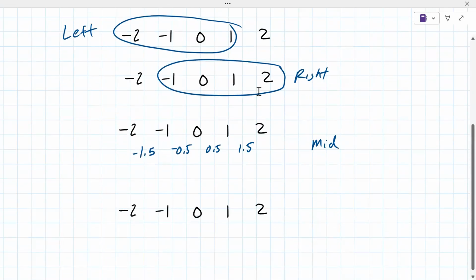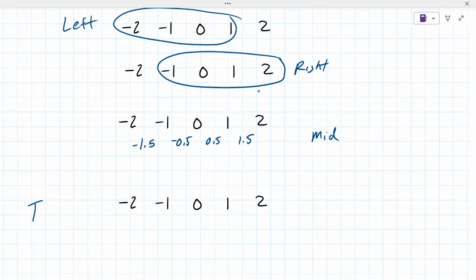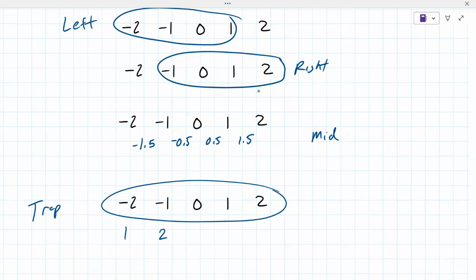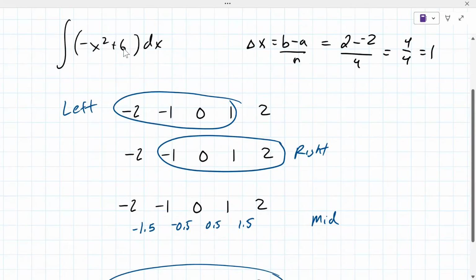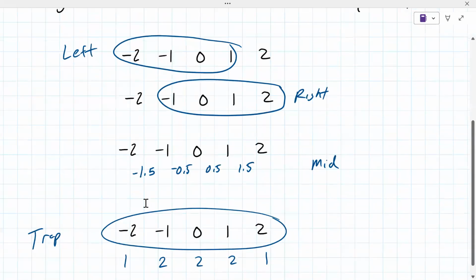And the trapezoid uses all of them, but you end up multiplying this one by 1, 2, 2, 2, and 1. Hopefully you saw that in class. Are you using Simpson's rule as well? Or is that not yet? Not yet. So these are the numbers that you're going to put into the function, based on whether you're finding the left, right, the mid, or the trapezoid.